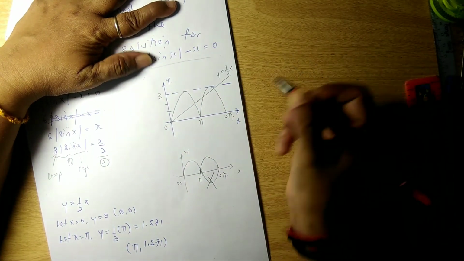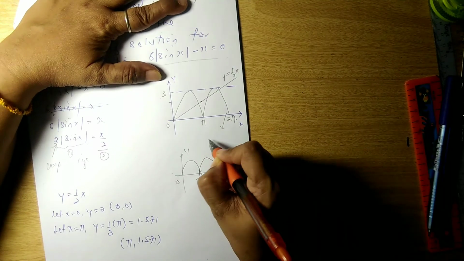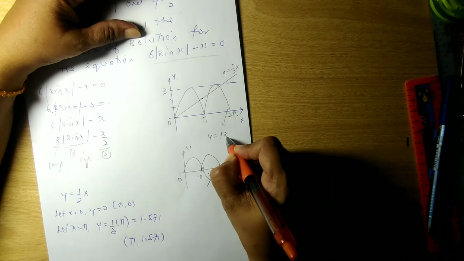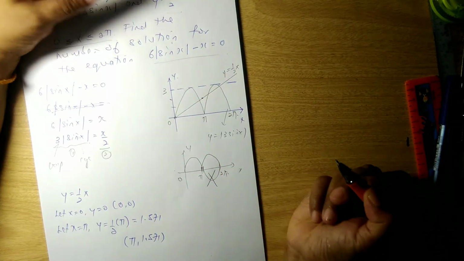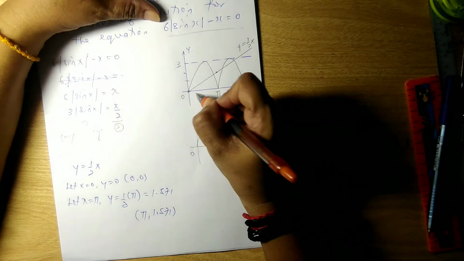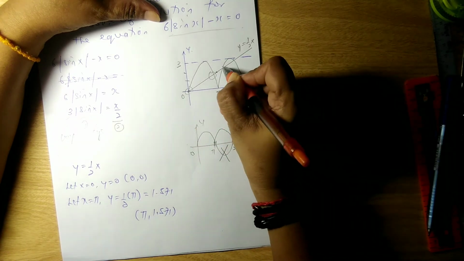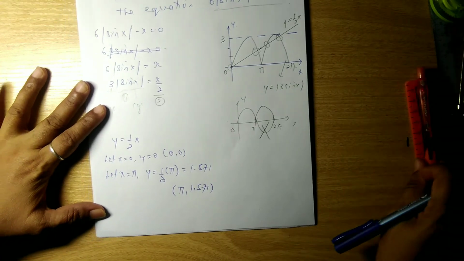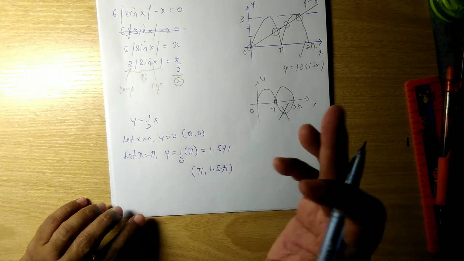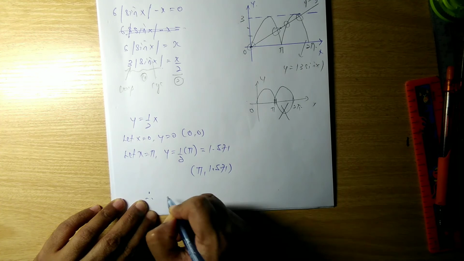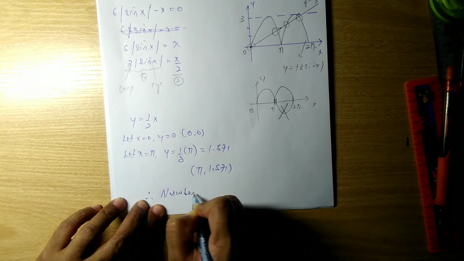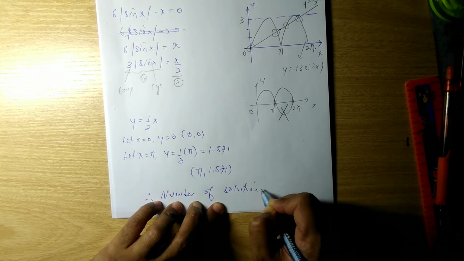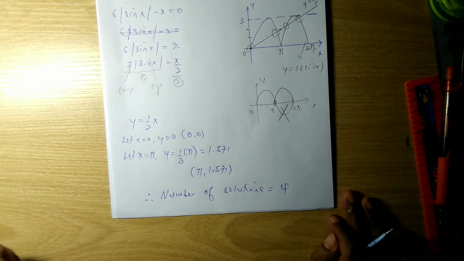And this one here is y equals modulus 3 sine x. So how many solutions are there? 1, 2, 3, 4 solutions. We are not required to find the value of it, we just want to know the number. So therefore the number of solutions equals 4. So that's the answer. Thank you.